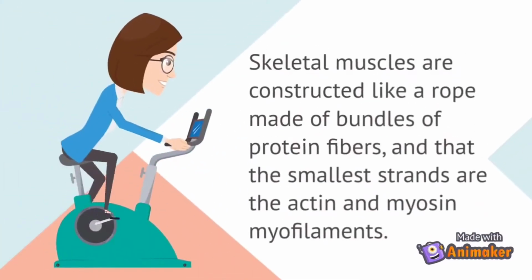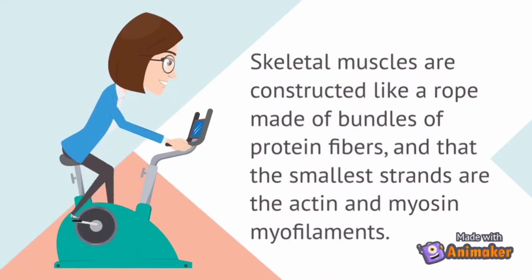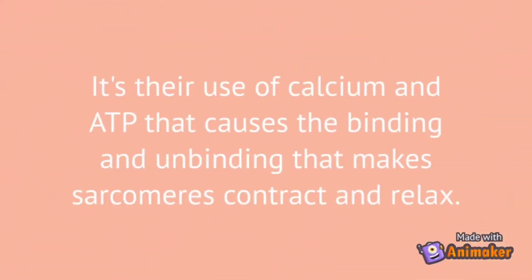Skeletal muscles are constructed like a rope made of bundles of protein fibers, and at the smallest strands are the actin and myosin myofilaments. It's their use of calcium and ATP that causes the binding and unbinding that makes sarcomeres contract and relax.